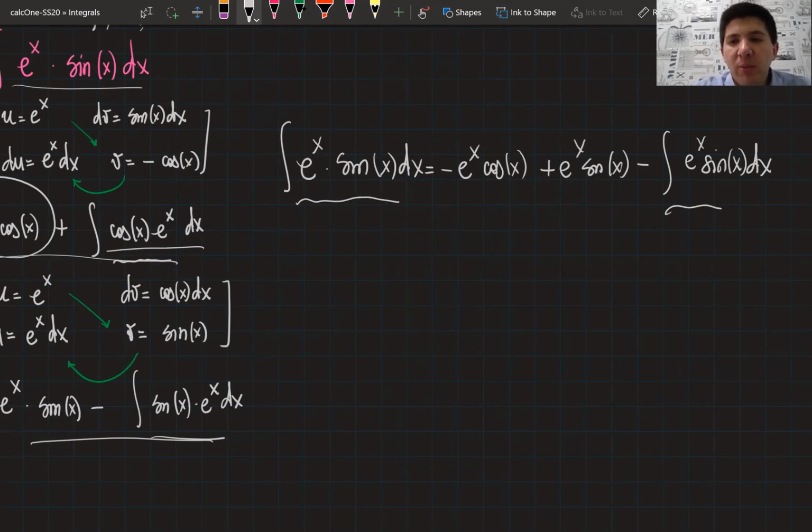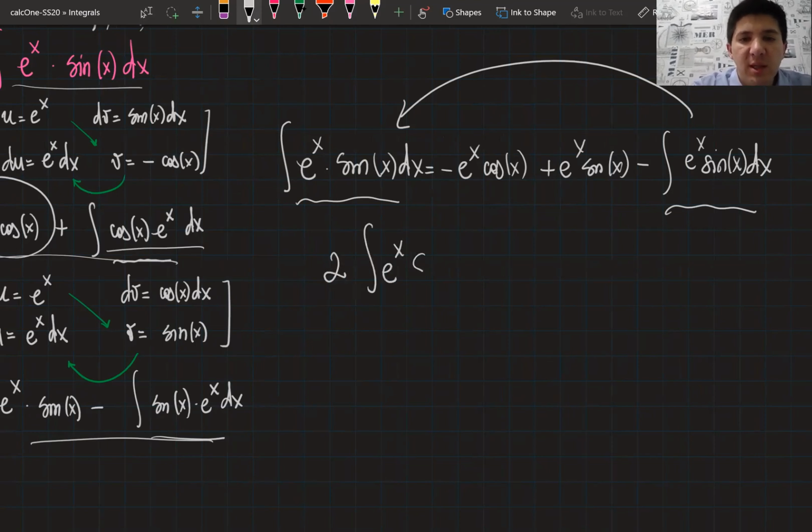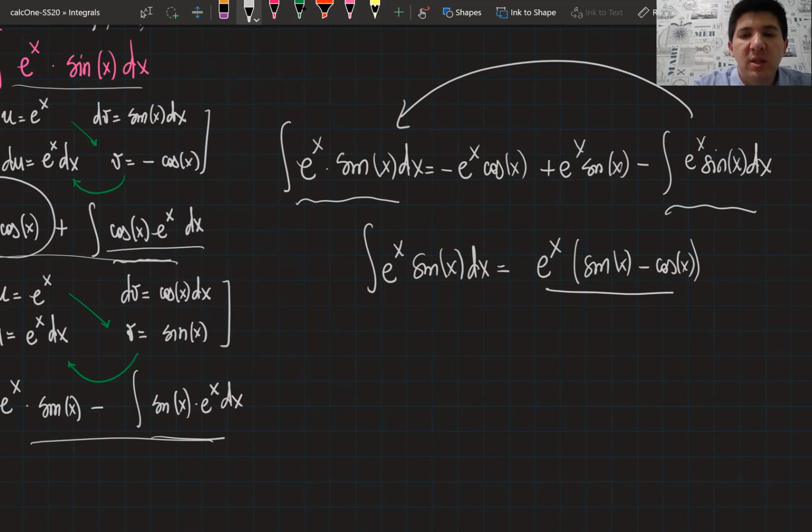So I have the same thing here, so I can put this term to the left, and I'm going to have 2 multiplied by this integral, e to the power of x sine of x dx, which is equal to e to the power of x. If you take out e to the power of x, what you have here is sine of x minus cosine of x. And obviously, to evaluate this integral, I just need to divide everything by 2, and that's going to be my integral.